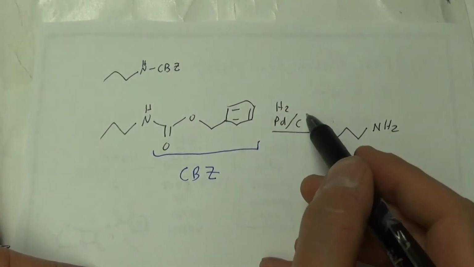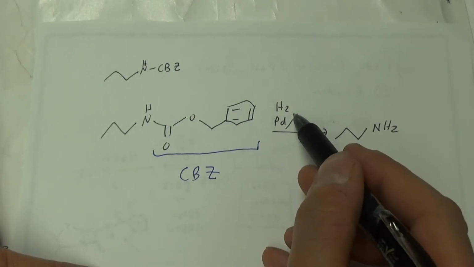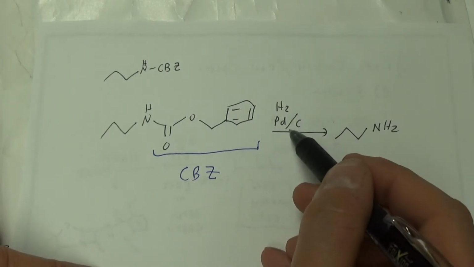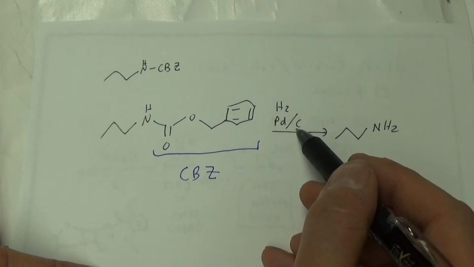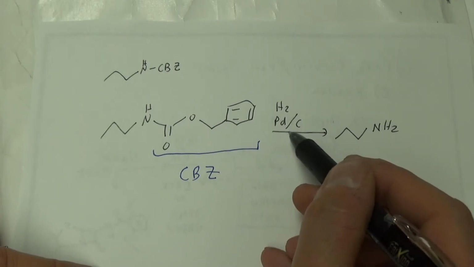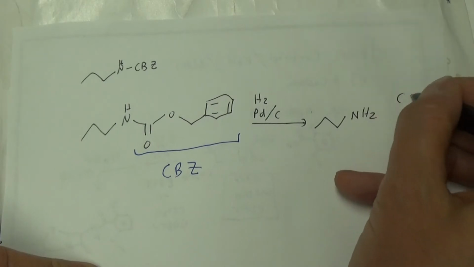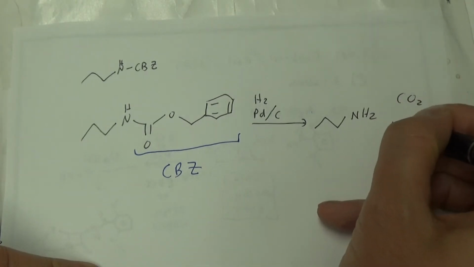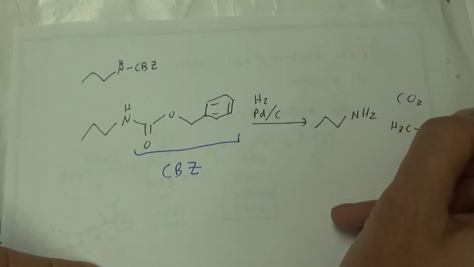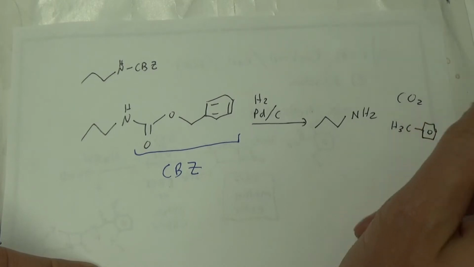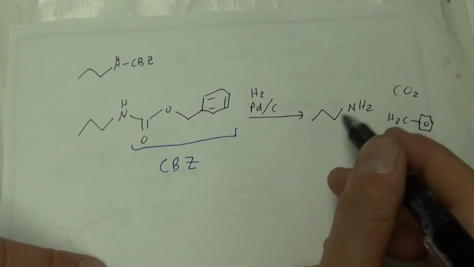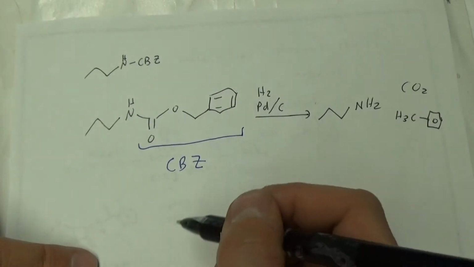So H2 means hydrogen, usually like a balloon of hydrogen. Pd/C basically means palladium adsorbed onto carbon, and it's basically charcoal. It looks like charcoal. It's like a black powder. And then the byproducts are CO2 and toluene, which is methylbenzene. Okay, so how does this all work? It's actually pretty easy.